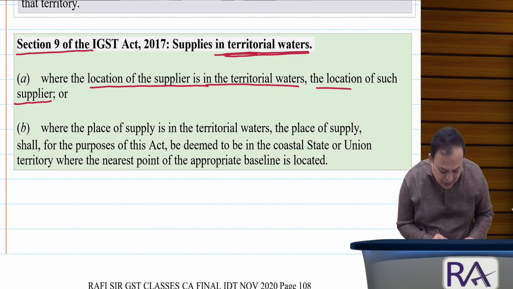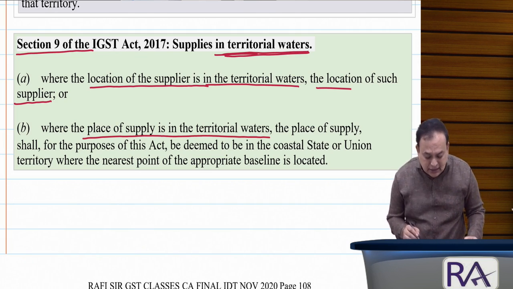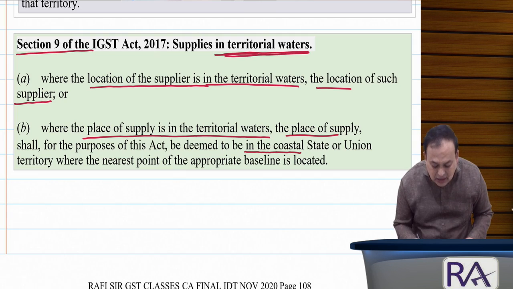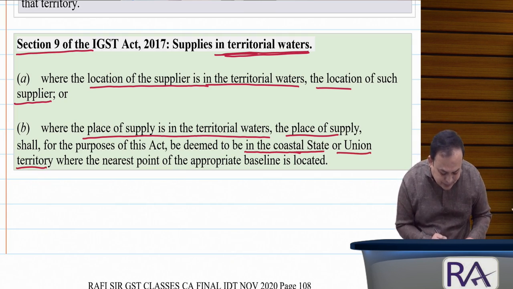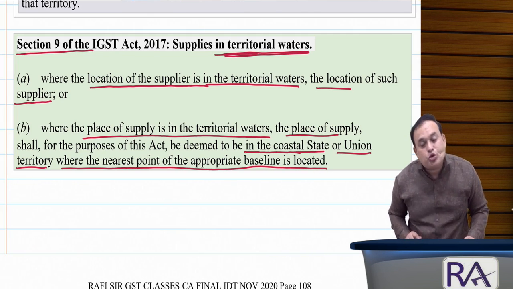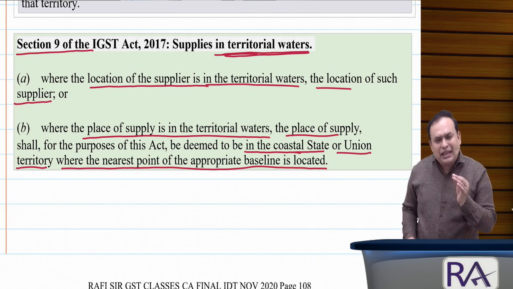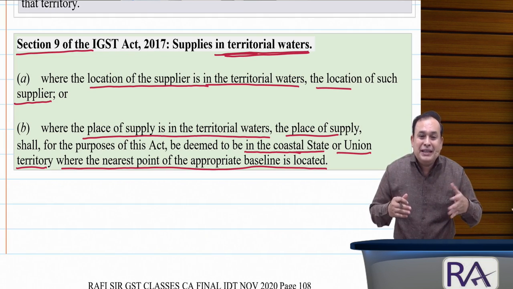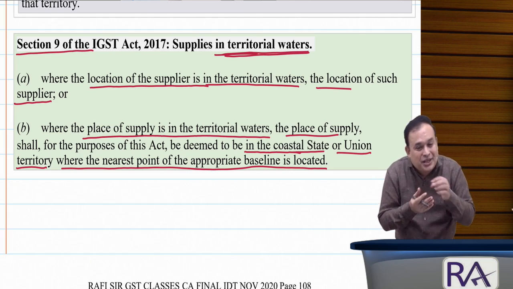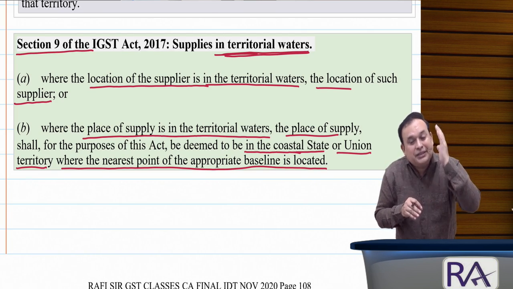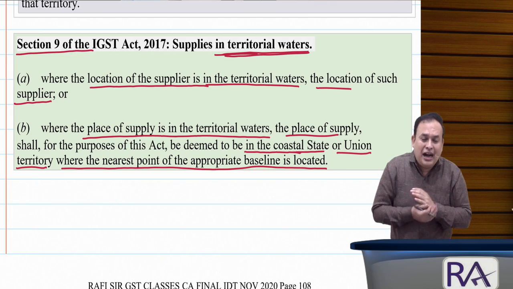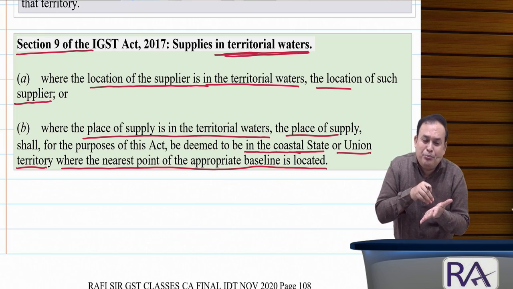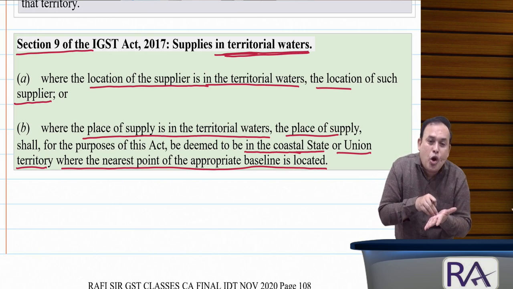Or otherwise, where the place of supply is in the territorial waters, the place of supply shall, for the purpose of this Act, be deemed to be in the coastal state or coastal union territory where the nearest point of the appropriate baseline is located. How to understand this? With the help of an example. Sir, if you take the place of supply into the Bay of Bengal, which state does it belong to? Is it Tamil Nadu, Andhra Pradesh, Orissa, or West Bengal? Or if you take the place of supply in the Arabian Sea, is it Gujarat, Mumbai, Goa, or Cochin?